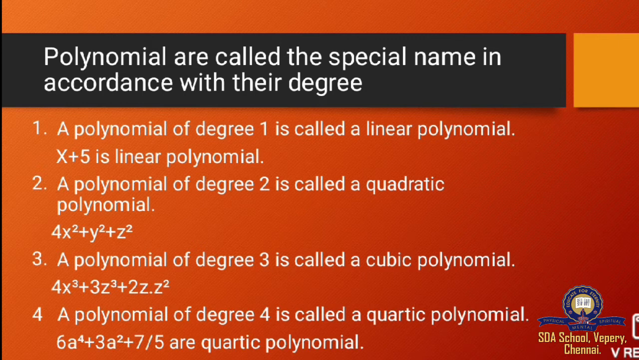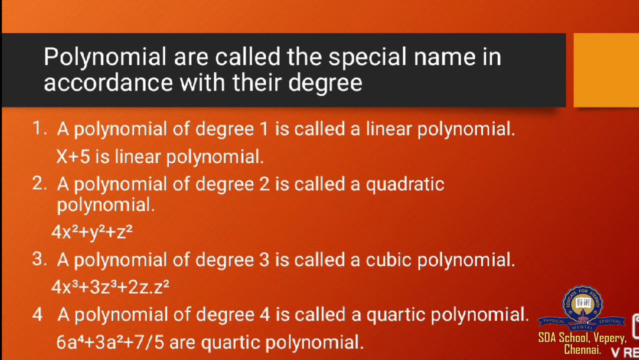Next we are going to see that polynomials are given special names in accordance with their degrees. A polynomial which has degree 1 is called a linear polynomial. For example, x plus 5 is a linear polynomial. If we have degree 2, then it is called a quadratic polynomial. We write it in the form 4x square plus y square plus z square. So it is said to be a quadratic polynomial.